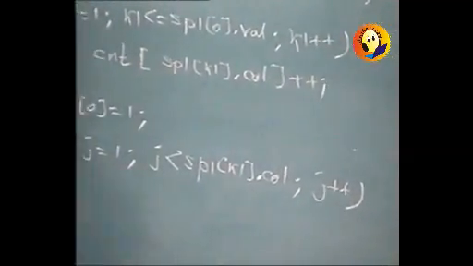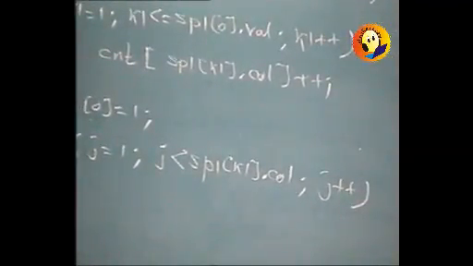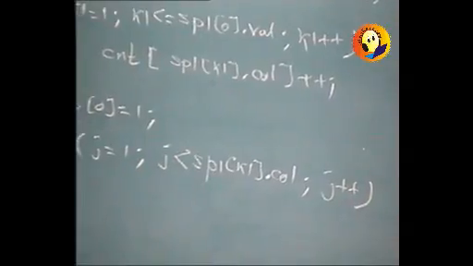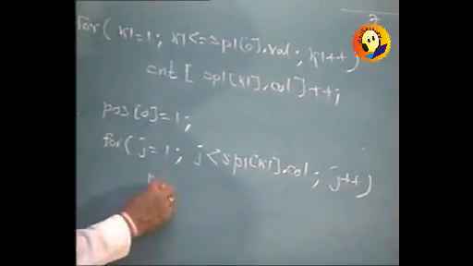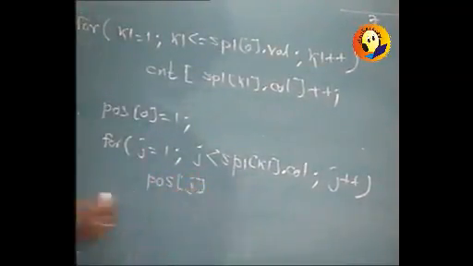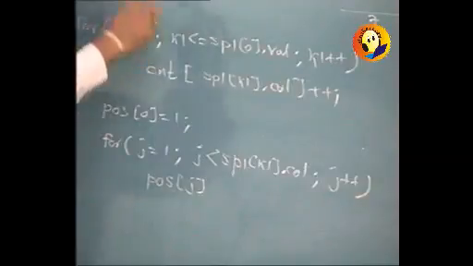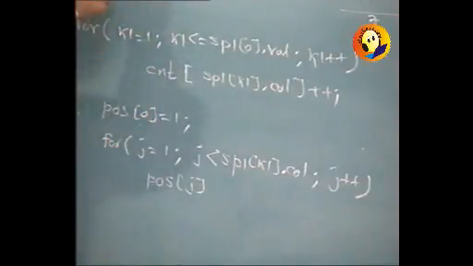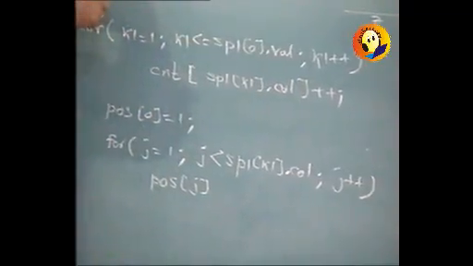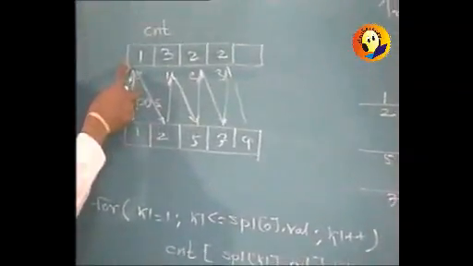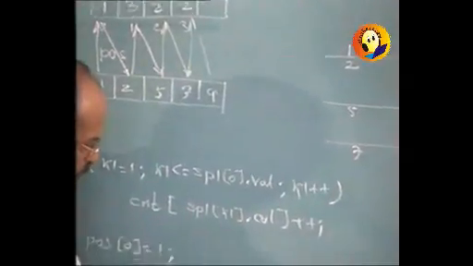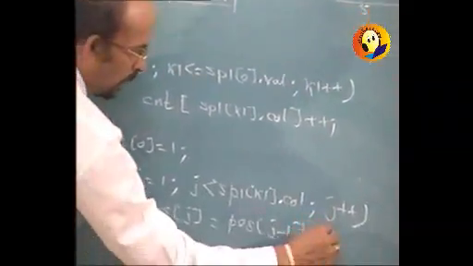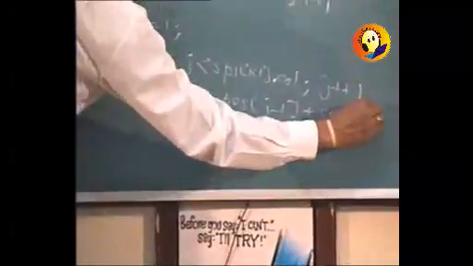Why is this 4? Because there are 4 columns. It has nothing to do with how many values there are in sp1. And then every time, position of j, because we are starting from 1, will depend on the previous value in the position and the previous value in the counter, the addition of those two. So it will be position of j minus 1 plus CNT of j minus 1.